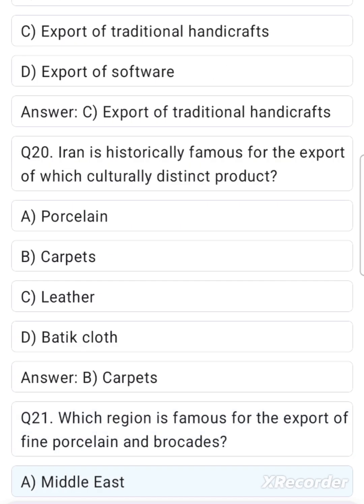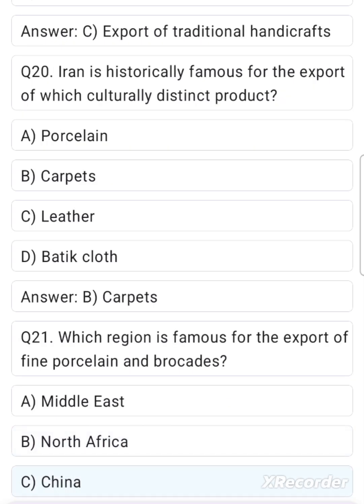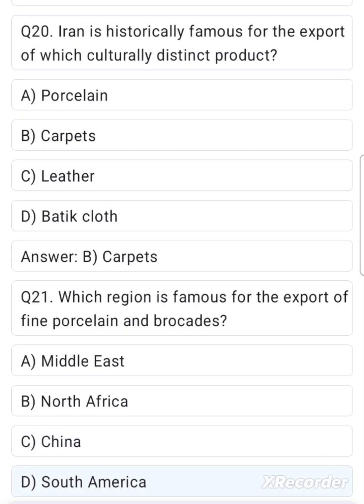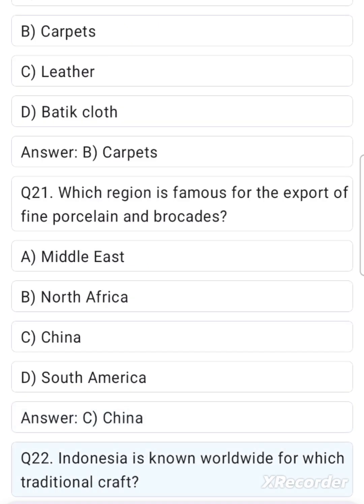Q21. Which region is famous for the export of fine porcelain and brocades? A. Middle East. B. North Africa. C. China. D. South America. Answer. C. China.